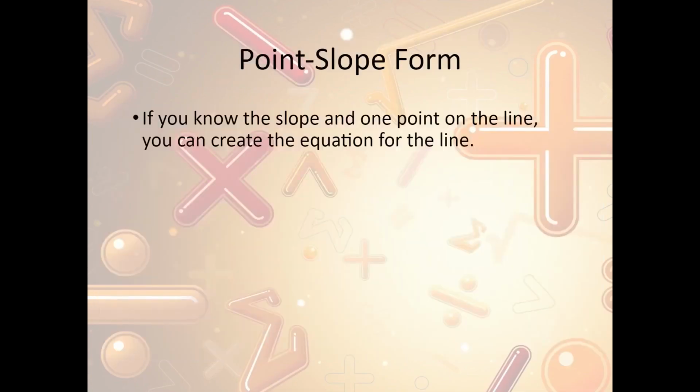Now, what is point-slope form? We use point-slope form if we know the slope and one point on the line. We can still create the equation for the line even though we don't have the y-intercept. And here's how we do it. We know that the equation is y equals mx plus b, and we plug in the slope for m. So whatever slope is given to us, we plug that in for m.